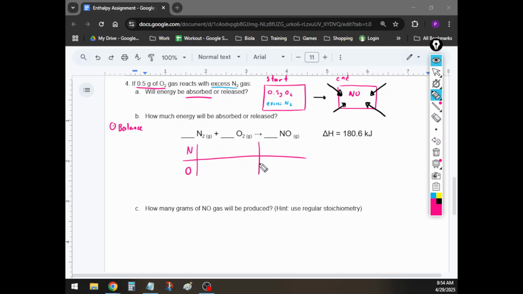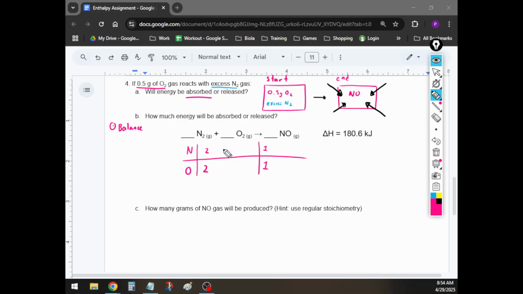So let's count how many of each we have on the left versus the right side of the arrow. If we look at the left side of the arrow, you're going to see a 2 next to the nitrogen, so there are 2 nitrogens. If you look at the oxygen, there's a 2 next to oxygen, so we have 2 oxygens. We have 2 of each. All right, let's look at the right side. We have capital N and capital O, but there are no numbers next to them, so that just means we have 1 of each.